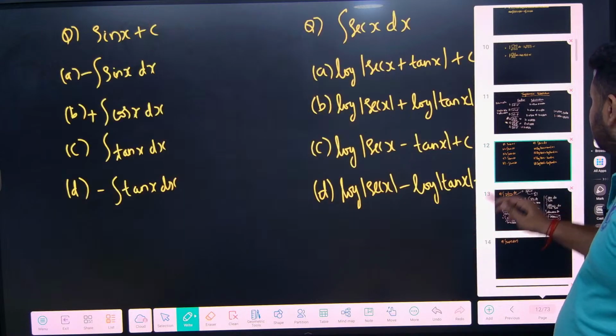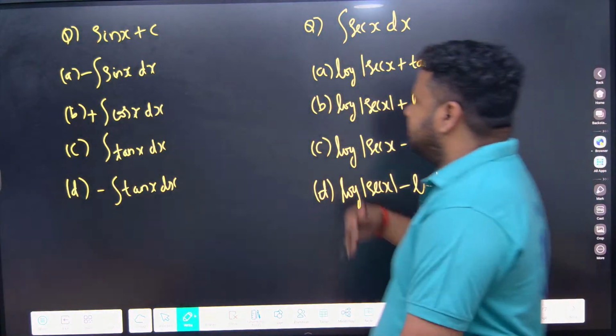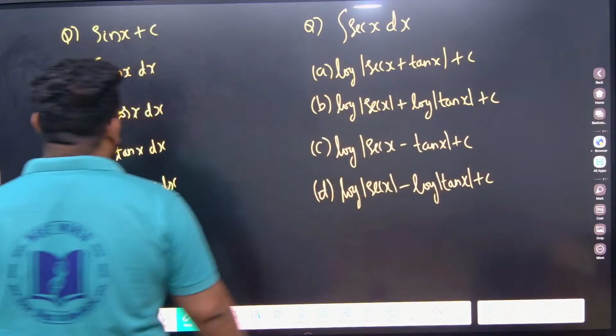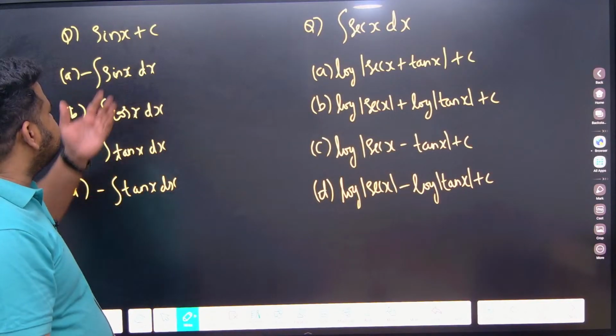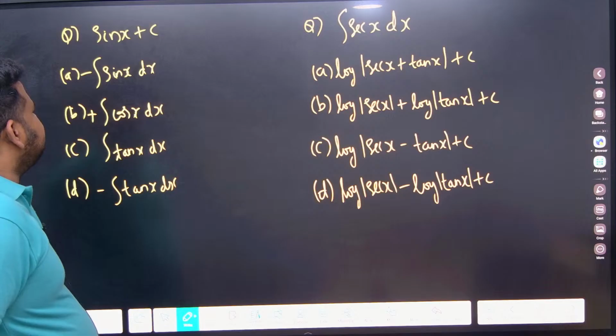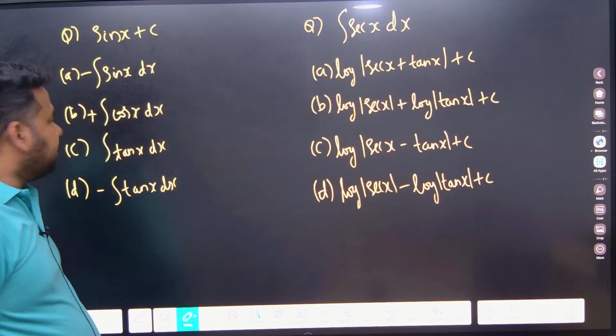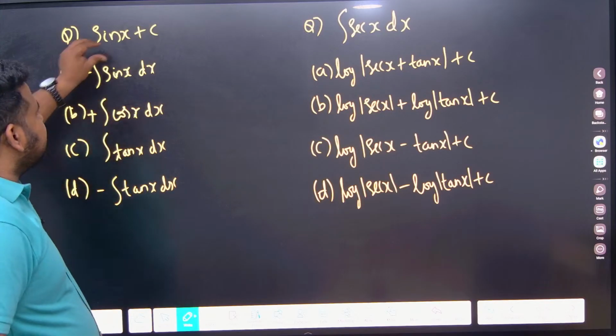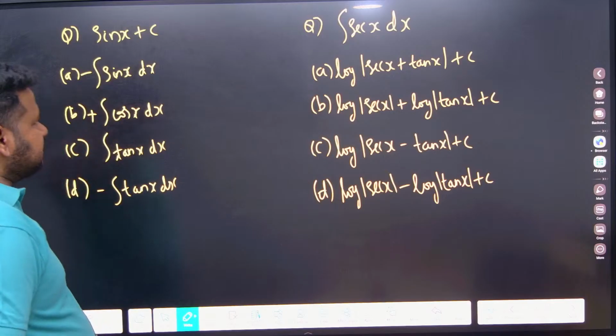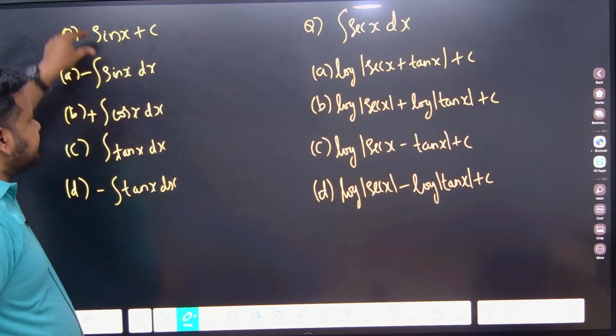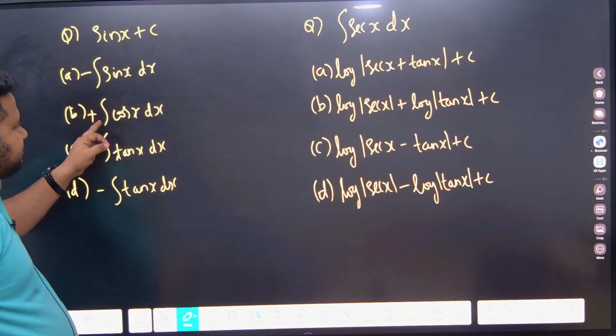Now let us see some more questions, but not of trigonometric substitution, but of the type we solved yesterday, of that concept. They have given sin x plus c is equal to what? They have not given an integral. So if you integrate which of these will you get sin x plus c? If I integrate cos x, what will I get?